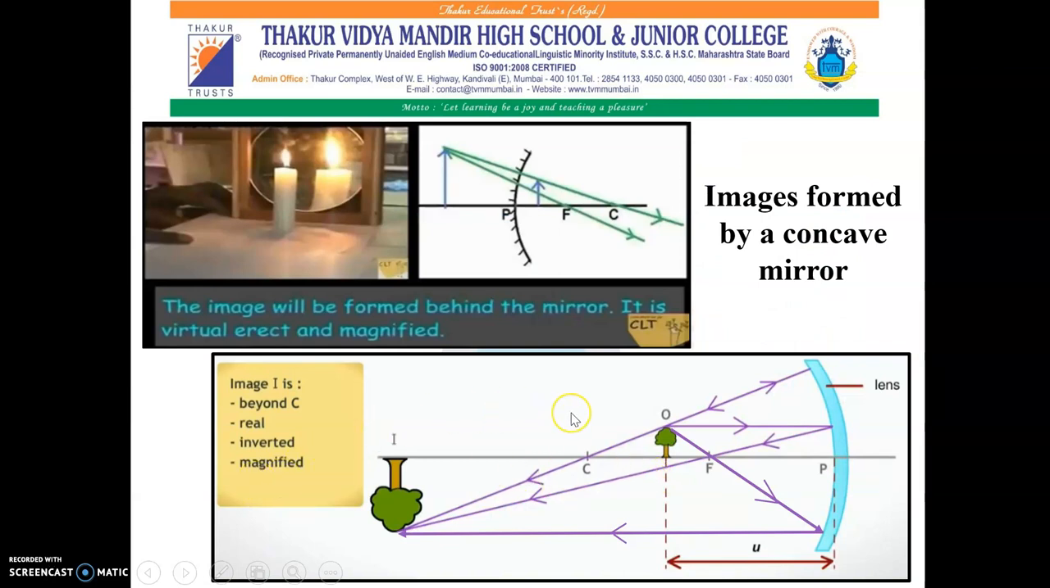Let us understand the images that are formed by a concave mirror. As shown in the picture, if you put a candle in front of a concave mirror, then you can see the magnified image of the candle. Let us understand this with the help of its ray diagram. As shown over here, this is the principal axis, this is the concave mirror, and the small blue arrow indicates the object which is placed in front of the mirror.